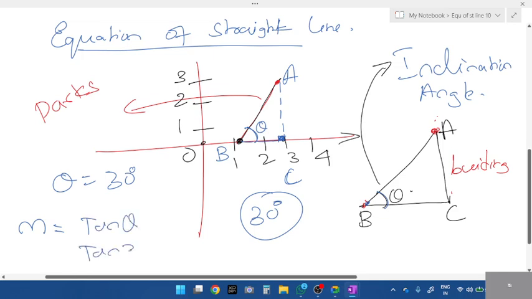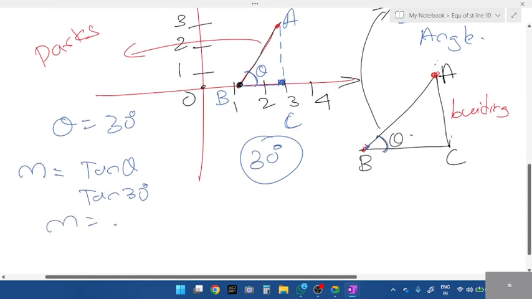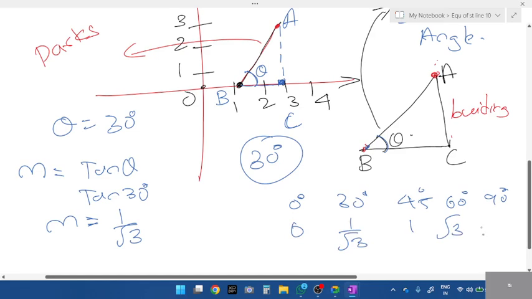Tan theta is tan 30 degrees. What is tan 30, students? 1 by root 3. All of you will remember these values for tan. Evening I'll make you all write 0, 1 by root 3, 1, root 3, undefined. Is it clear? All of you understood?